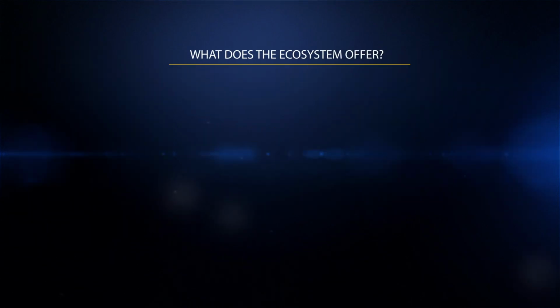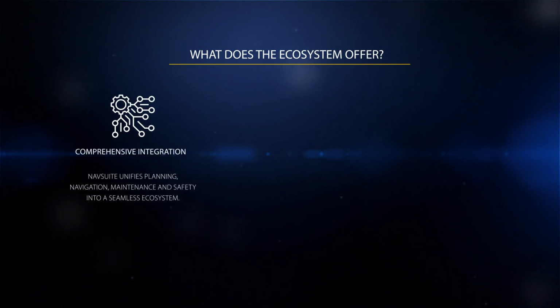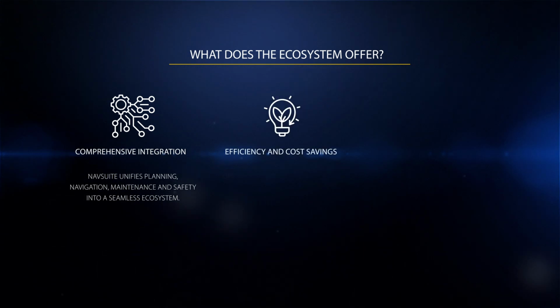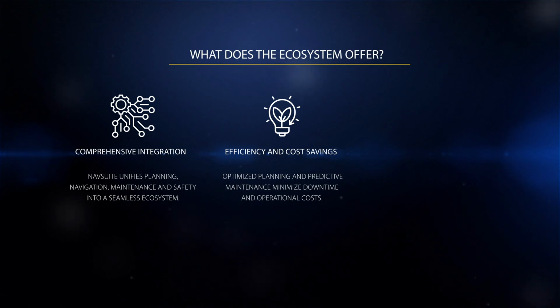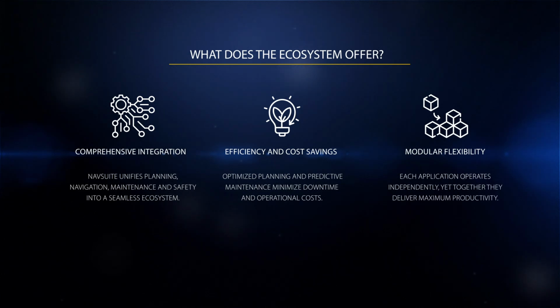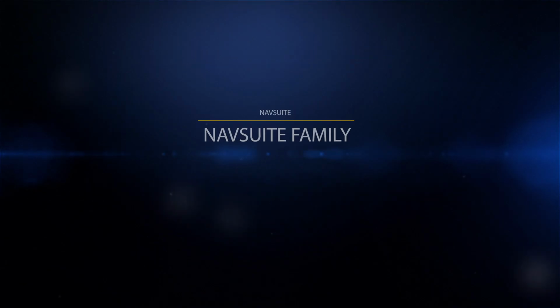The advantages of the NavSuite system lie in its comprehensive integration of planning, navigation, maintenance, and safety within a single ecosystem. It offers efficiency and cost savings through optimized planning and predictive maintenance, which minimize downtime and operational expenses. Its modular flexibility allows each application to function independently or together, maximizing efficiency and productivity. NavSuite is a family of products for efficient and safe rail journeys.